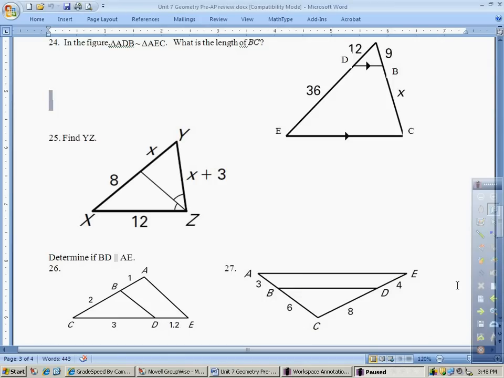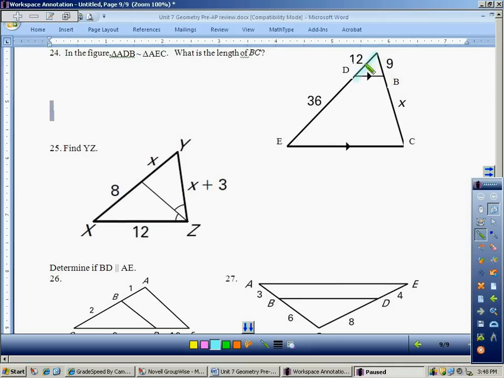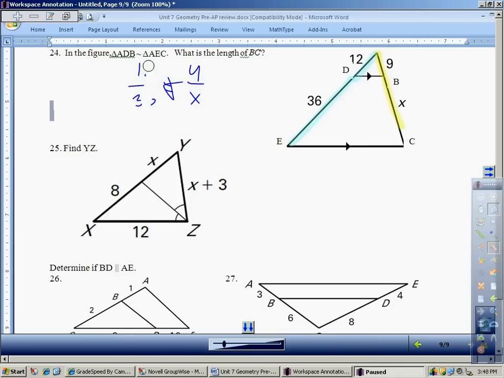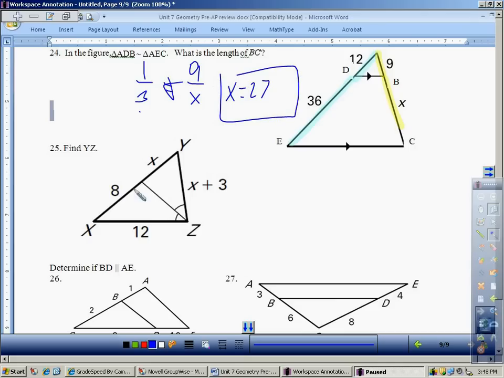Okay, in 24, we learn that when lines are parallel, it segments the sides of the triangle proportionally. So I know that 12 to 36 is the same as, or proportional to, 9 to x. So 12 to 36 is equal to 9 to x. I cross multiply. I can reduce this a little bit. I know that it's 1/3. I cross multiply and I get x equals 27.